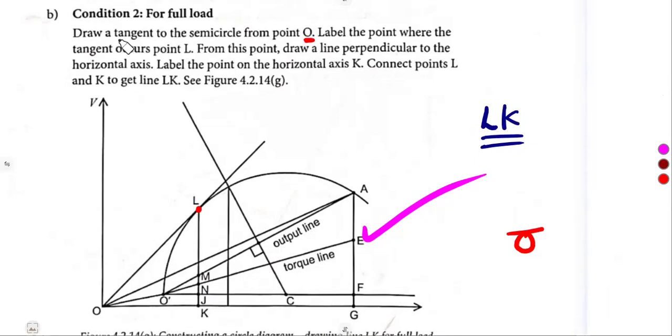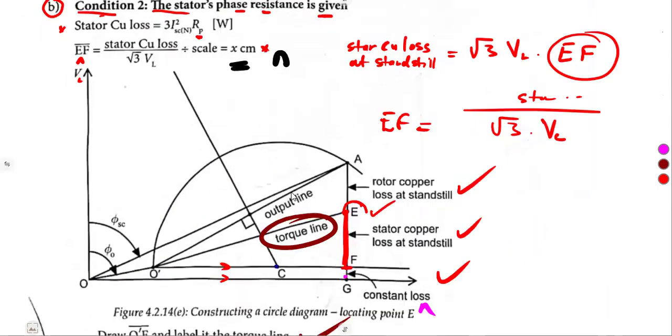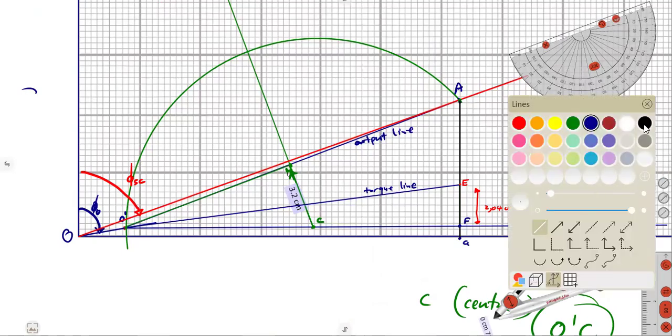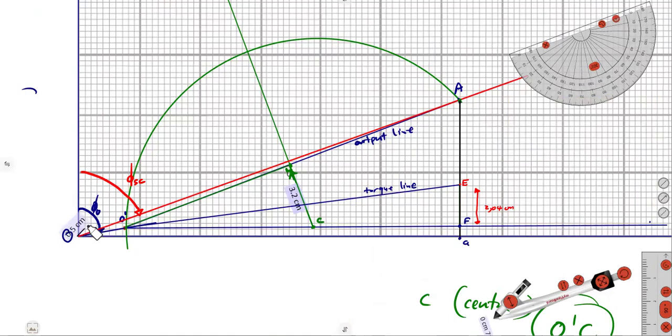All right, let us just go to the presentation. For a full load, you must draw a tangent to the semicircle from the point O. That is a tangent, a line which just touches the semicircle at a single point. It's going to be something like this from the origin. It must just touch the curve at one point. Something like this. That's a tangent.